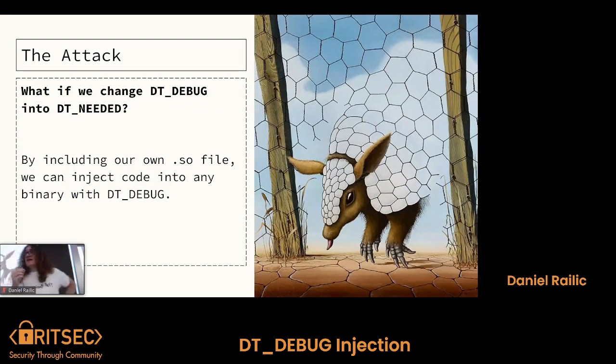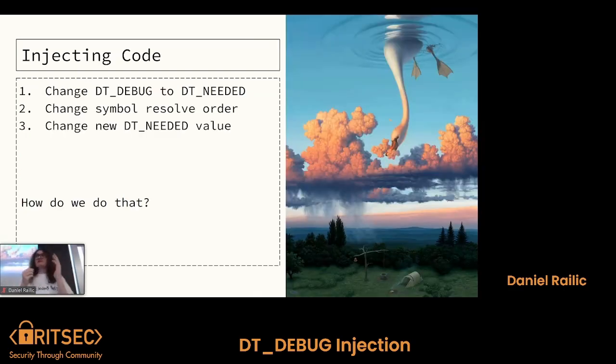Cool. Alright, so the attack is, what if we change that DT_DEBUG value into a DT_NEEDED value? By including our own shared object file, we can inject code into any binary with DT_DEBUG, if we're able to pull that off. That just injects the code into it, right? That doesn't actually cover how that code is going to get executed, really. But it's a good place to start, okay, injecting the code. So we'll start there, right?